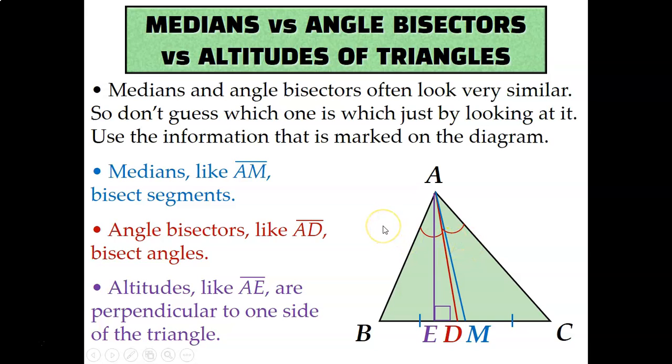These three segments look a lot alike, so it's really important that you look at the information you've been given on your diagram to identify which type of segment you're looking at, because it's not easy to tell which one is which just by looking at where it is in the triangle. As you can see, altitudes, angle bisectors, and medians look a lot alike when you draw them on the same diagram. So instead, look for the bisected angles if it's an angle bisector, the bisected segment if it's a median, or the perpendicular segments if it's an altitude.